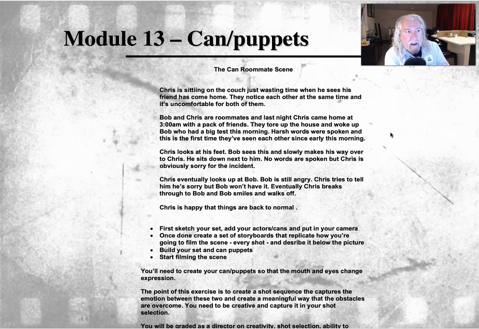And I do that by the reactions of, in this case, my can puppets, and the shots I choose to tell this story. All right, so that's what we're looking for here. So Chris does something, looks down at his feet. Bob sees this. He makes his way over. With the can puppets, you can kind of pull them in, or you can do a series of still shots, kind of an animated thing where you move them in.